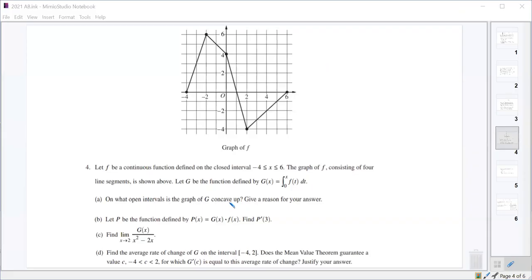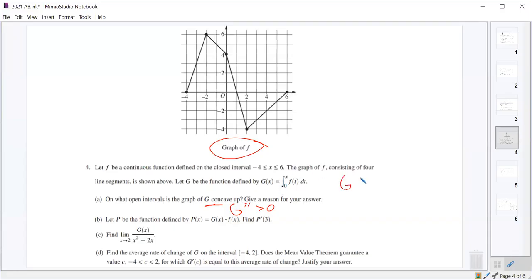Okay, let's go here. On what intervals is the graph of G concave up? G is the integral from 0 to x of f. This is the graph of f. So we want to know when G is concave up. That means that G double prime has to be greater than 0. Everybody good with that? So we need to figure out how G is related to f.